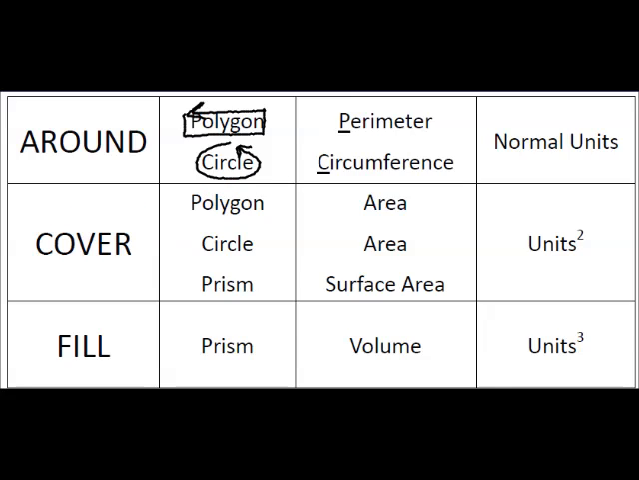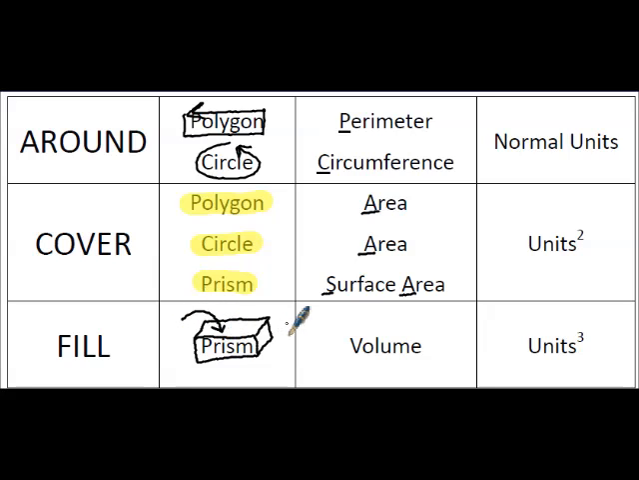If I want to figure out how many squares cover a polygon, cover a circle, or cover the outside surfaces of a prism, that's going to be area. So if I want to cover a polygon, I'm going to look for the A formula underneath the polygon. If I want the area of a circle, I look for the A formula underneath the circle, and if I want the surface area of a rectangular prism, I'm going to find the S.A. formula underneath that actual shape.